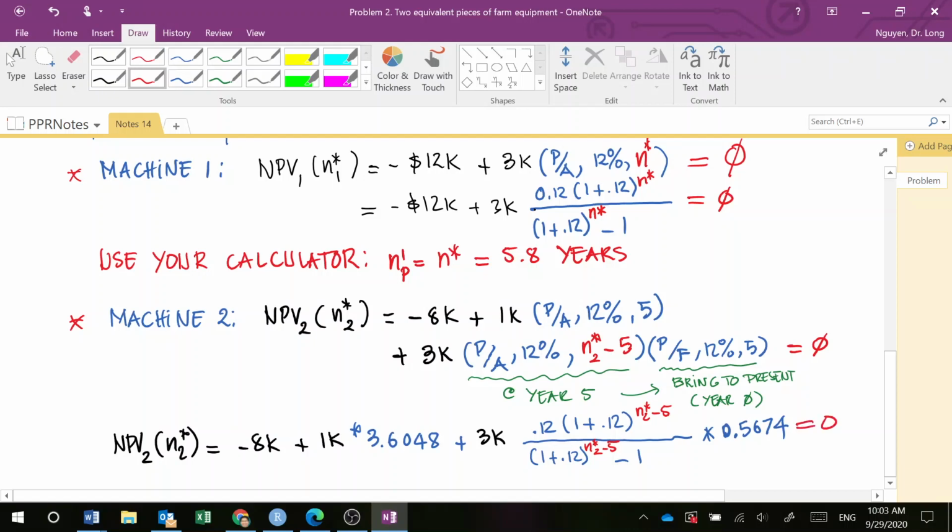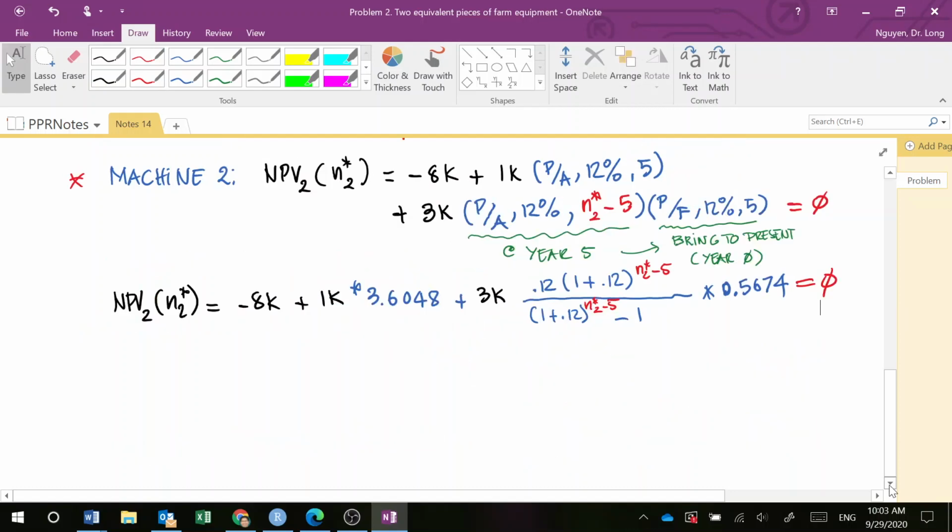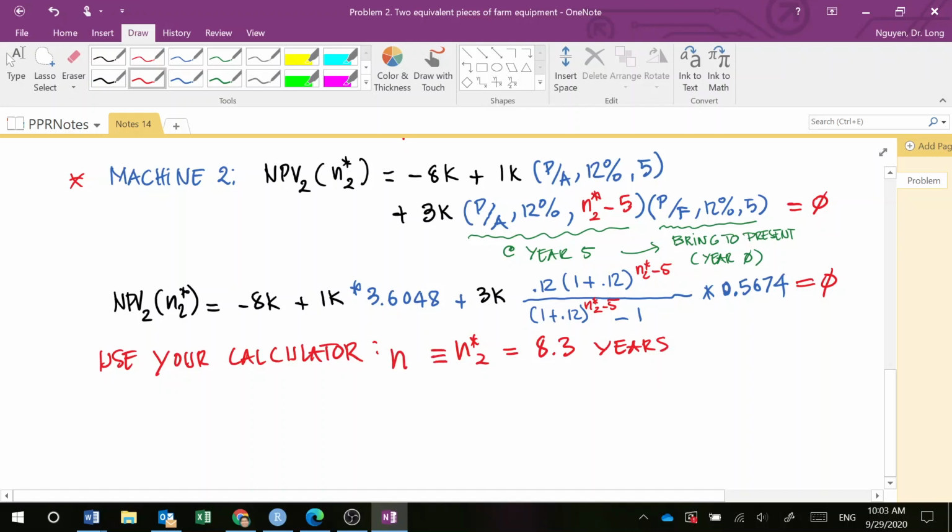And as you can see, only one unknown, n star 2. So with your calculator, use your calculator. Then we can find out n star 2 equal to 8.3 years. And that basically is equal to the payback period of machine 2.